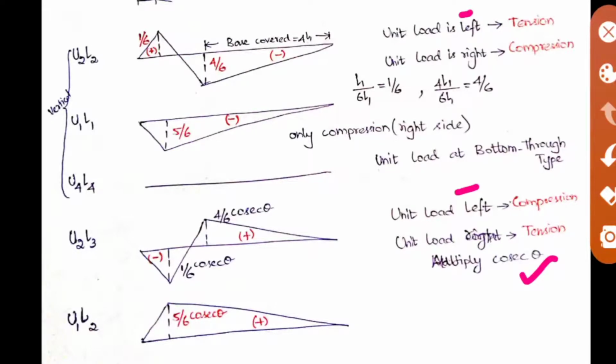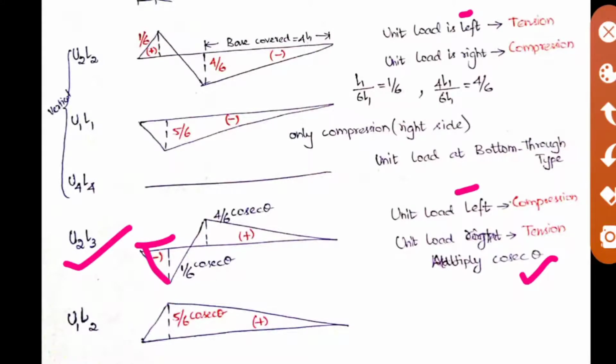Okay, so here I have taken U2 L3. So as we saw here, the left side should be in compression. So till U2 it should be in compression, and after U3 it should be tension. Okay, so after U3 it should be tension. So it will be joining like this, and the ordinate is similar to that only. Here only one part is covered, so 1 by the total length, 1 by 6 into cosecant theta, and at the top, it is 4 parts, so 4 by 6 into cosecant theta.